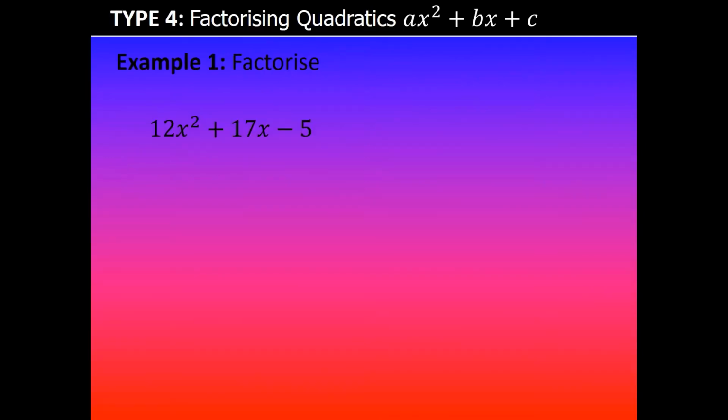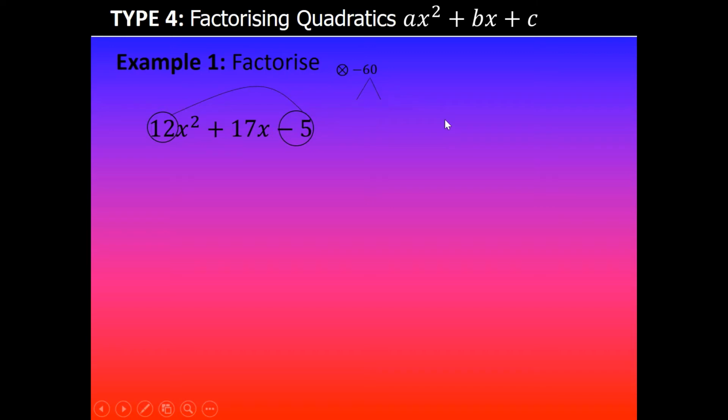So we'll have a look at this example. It says factorize 12x squared plus 17x take away 5. As you can see, the a value, the coefficient of x squared, is not equal to 1. In this case, it's 12. So the method for factorizing this is, first, multiply the coefficient of x squared with the constant. So I will multiply 12 with negative 5, and that gives me a product of negative 60.